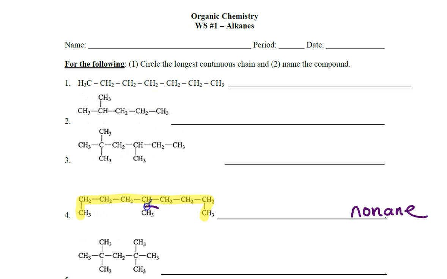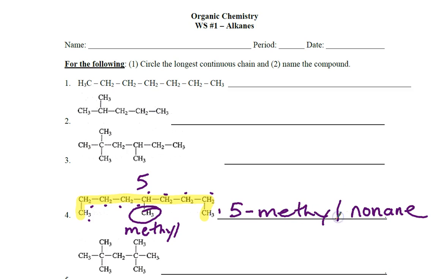And it looks like we have one branch, and it's a methyl group. Let's count where it is. 1, 2, 3, 4, 5, or 1, 2, 3, 4, 5. Either way, it's on the 5th carbon, so we say 5, dash methyl, and they really are one word, nonane. So I have a nonane group with 9 carbons, all single bonds, and on the 5th carbon of that chain, there is a methyl group. That's what that means.